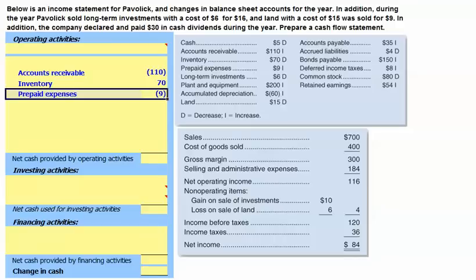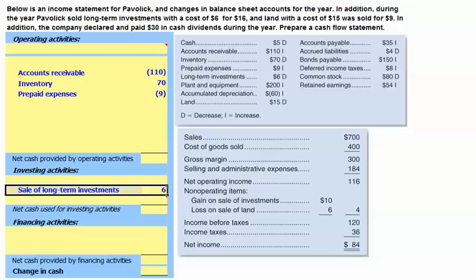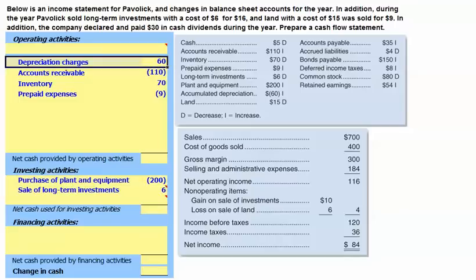Long-term investments decreased by $6. The decrease in assets is a source of cash, and long-term investments is classified as an investing activity. Plant and equipment is also an investing activity, and plant and equipment increased by $200, so this is a $200 use of cash. Our accumulated depreciation, recall, decreases assets, and since accumulated depreciation increased during the year, we will say our assets decreased. Recall also, this is simply equal to our depreciation expense for the year. So we've got a $60 source of cash as an operating activity.